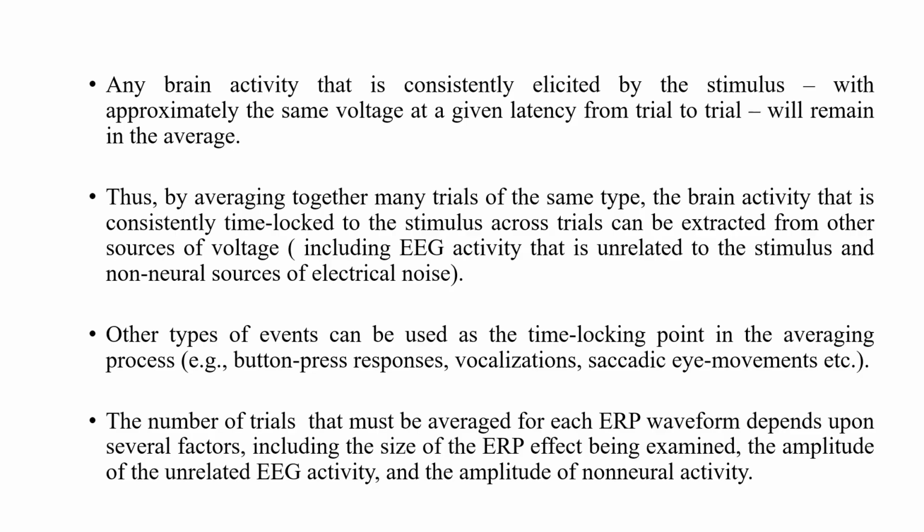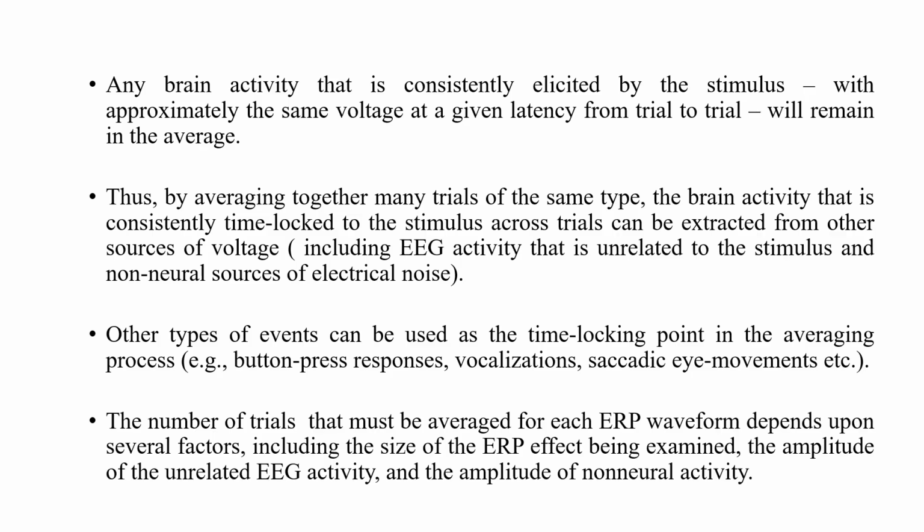Other sources of voltage will also include EEG activity that is unrelated to the stimulus and non-neural sources of electrical noise. So you have to be very sure of that. Other types of events can also be used as time locking points in the averaging process, for example, button press responses, vocalizations, and saccadic eye movements. You can actually work with what kind of events are causing what kind of waveform.